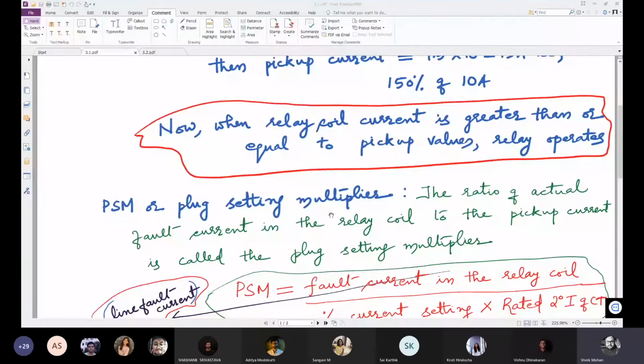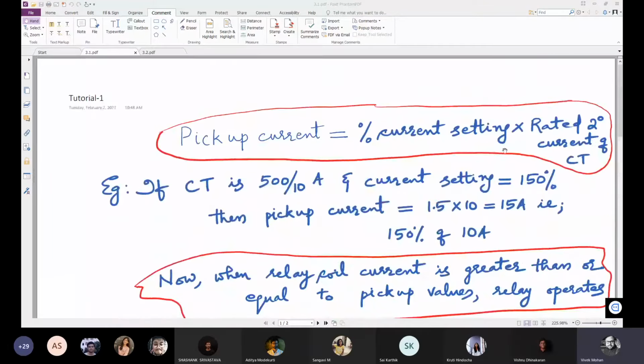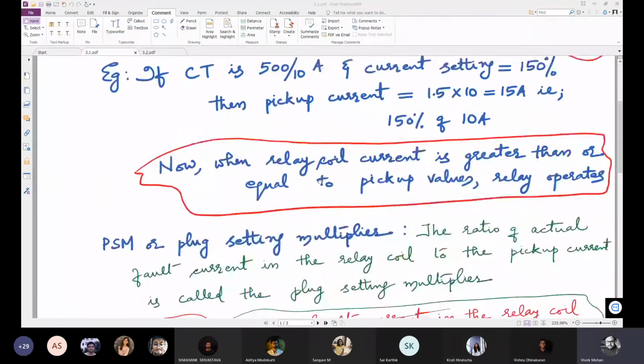In some manuals, it will be I dash by IP itself. Okay, IP in the sense earlier we found, I dash by current setting. Sometimes it is I dash by current setting, and sometimes it is I dash by current setting into secondary rated current, which is pickup current. In the denominator, it will be pickup current. That will be mentioned in the manual, so accordingly you can find the time of operation.